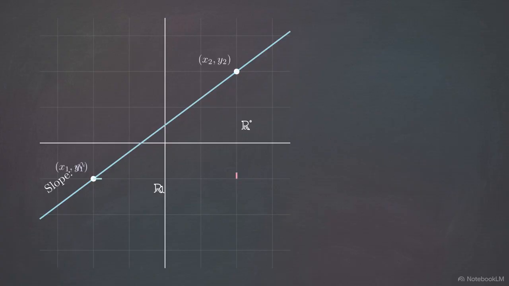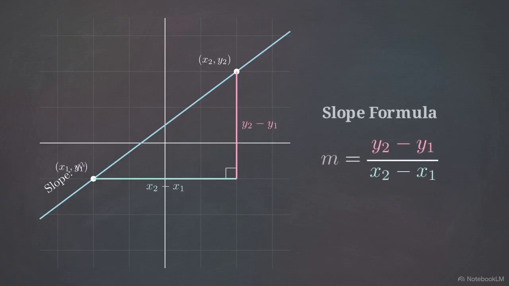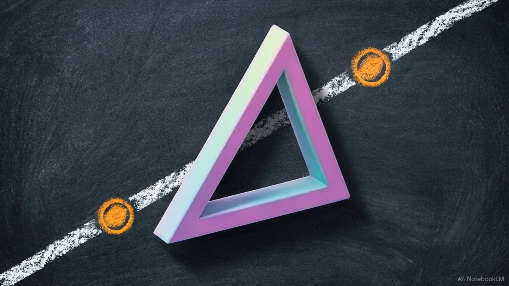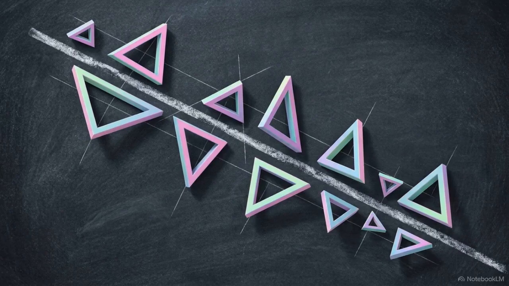On this Cartesian plane, we define a line's slope, m, as its constant rate of change. It acts as a rigid ratio, the vertical change divided by the horizontal change between any 2 points. Mathematically, this is y2 minus y1 over x2 minus x1. Because a straight line's rate of change is perfectly constant, the order in which you select those 2 points is immaterial. You will always calculate the exact same ratio.